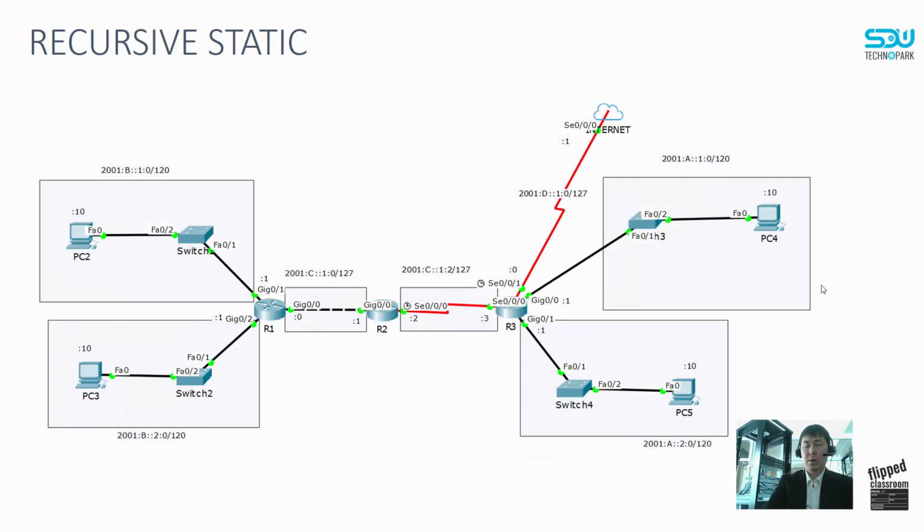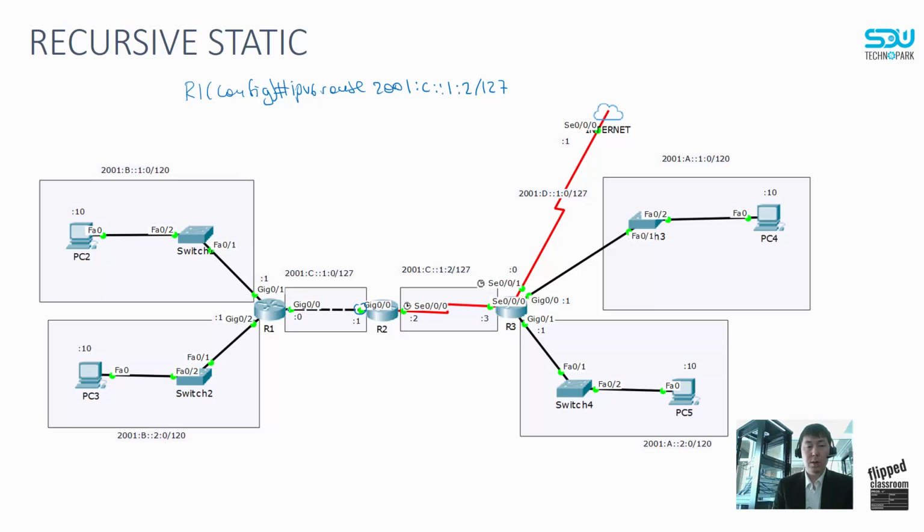Next, recursive static routing. The configuration is almost the same as the directly connected static routing, but here we are using not the exit interface but the next hop IP address at the end of the command. In router 1 global configuration mode, we type the command IP version 6 route, then we define this network 2001 C double colon 1 2 with prefix 127, and then we define the next hop IP address.